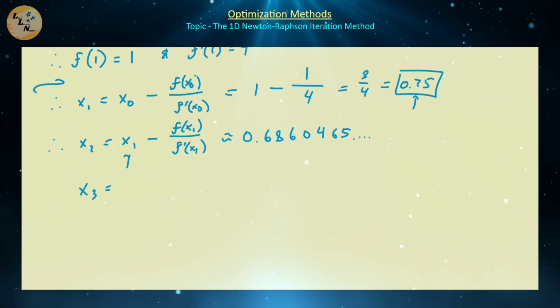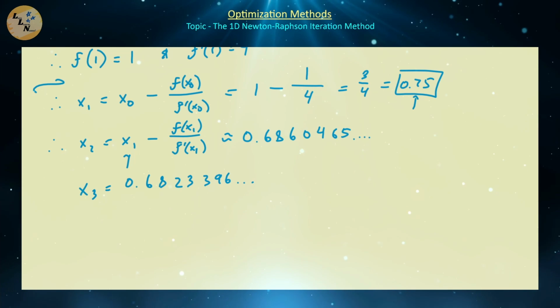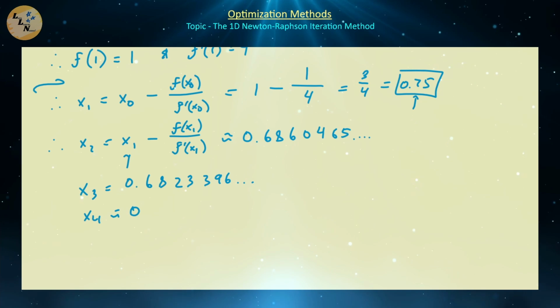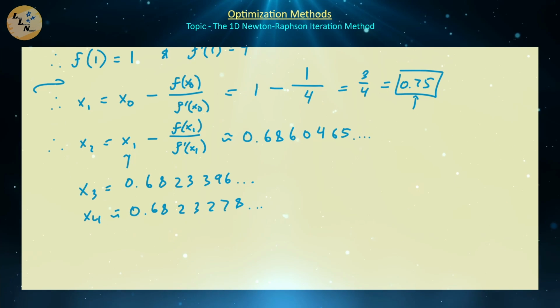And if you repeat this iteration, for example, x3 is going to be equal to 0.68233396. x4 is going to be approximately equal to 0.68233278, and we can continue onwards.